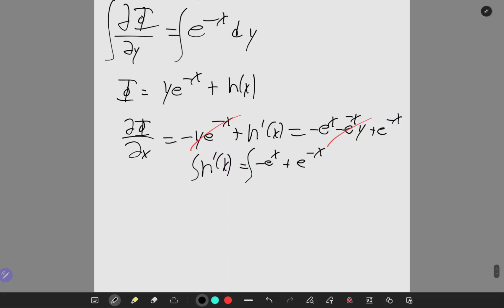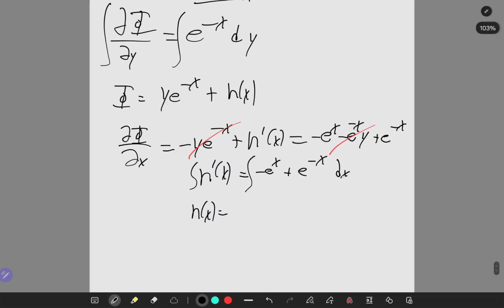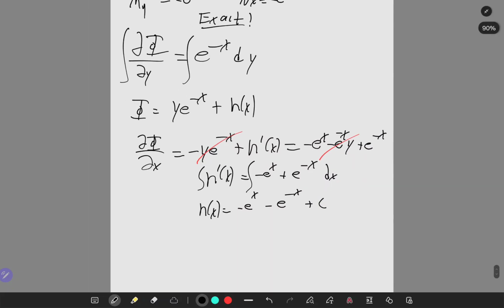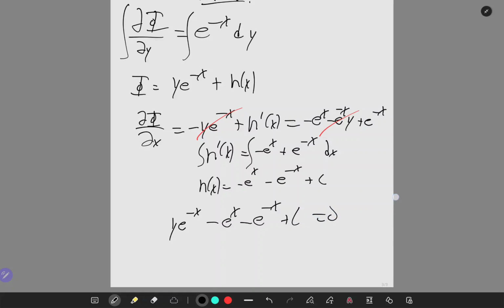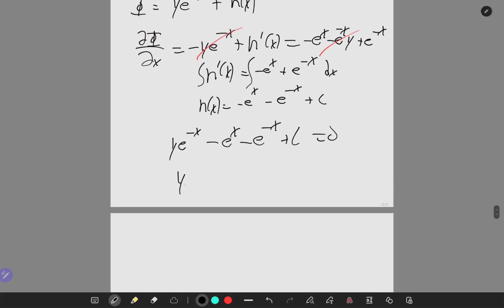Integrate both sides. H of x is equal to, this one's with respect to x, so this will become negative e to the x minus e to the negative x plus c. I'm going to keep that plus c in there. If you remember that last video, I had a tough battle with that plus c. Okay, so now we plug that back into our phi, right? So y e to the negative x minus e to the x minus e to the negative x plus c is equal to 0. We subtract that c over.